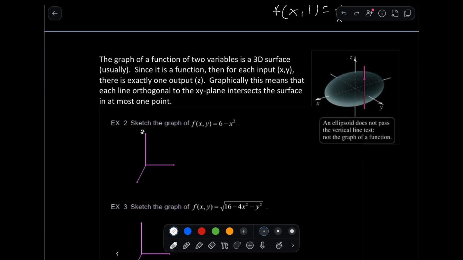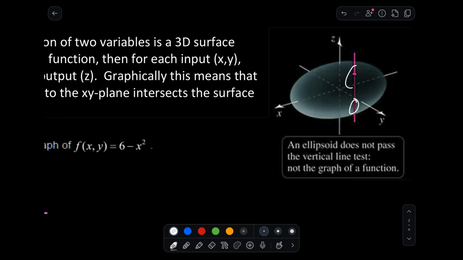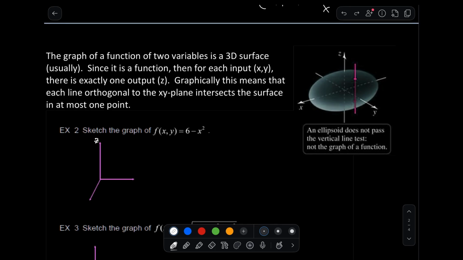And going to some other rules as well, we have the vertical line test, right? If you remember from single variable math, for example, this isn't a function because x has one input, but y has multiple outputs. Not possible. And for example, an ellipsoid also doesn't match because it has two values for z, or two values of f of x, y, for a given x and y, right?